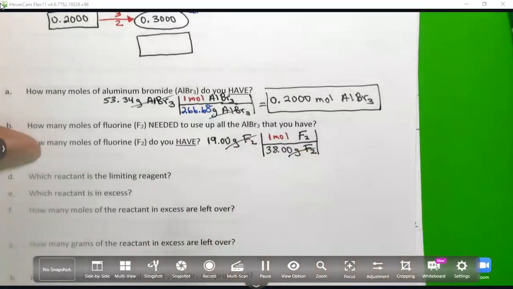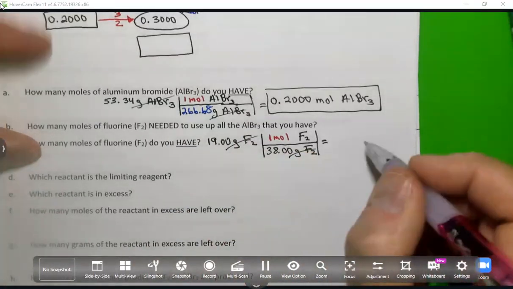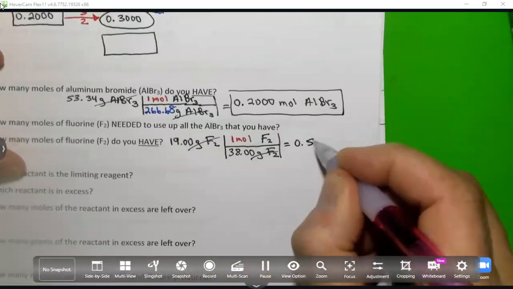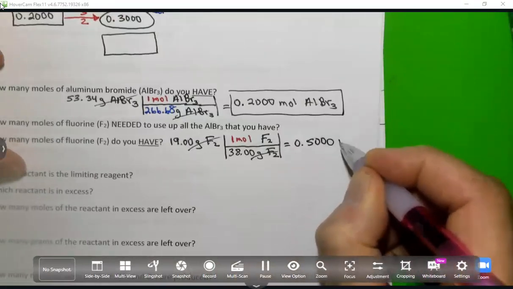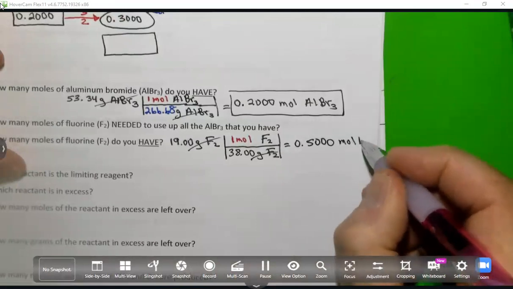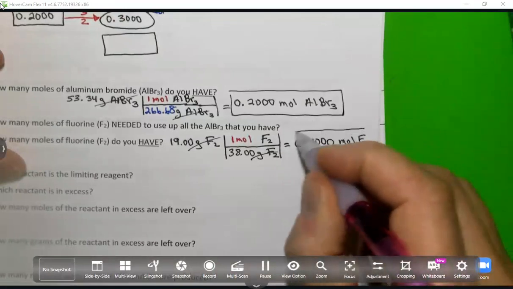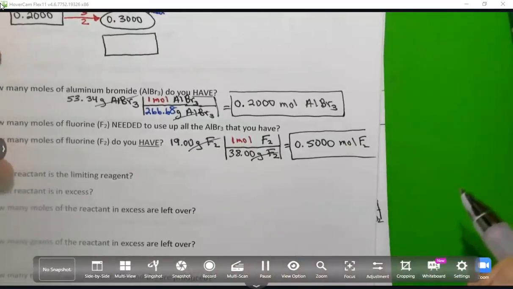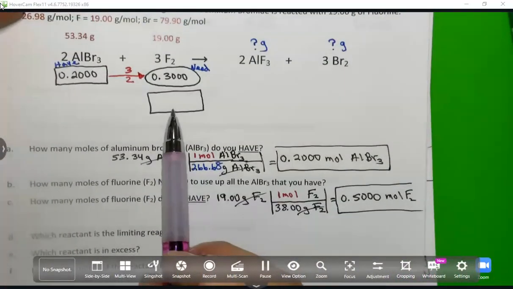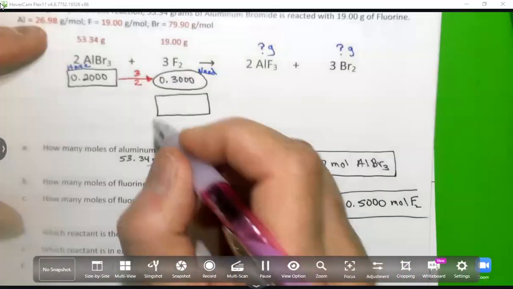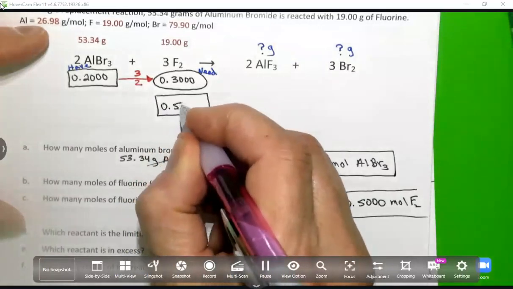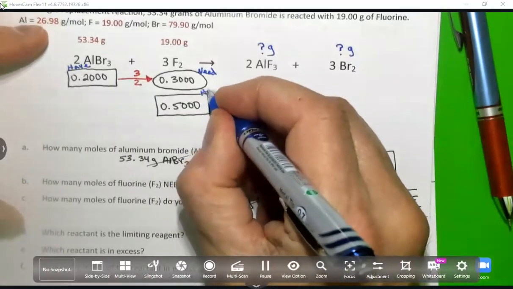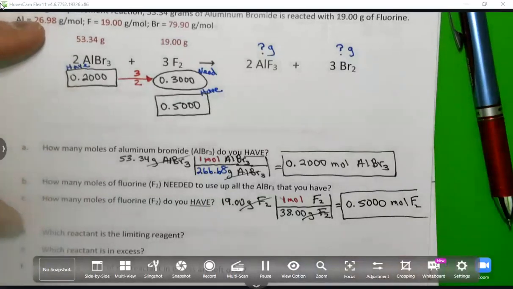Grams cancel out. So this is perfectly a half. I have 0.5000 mole F2. So I'm going to go up above and put that in that box, right? Because I calculated from the grams. I have 0.5000. That's what I have.